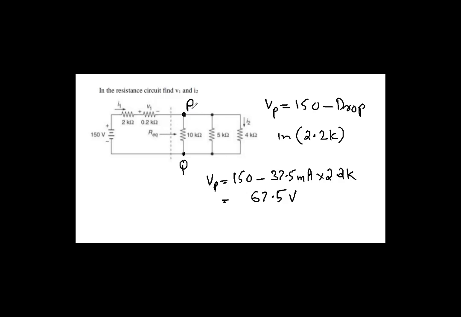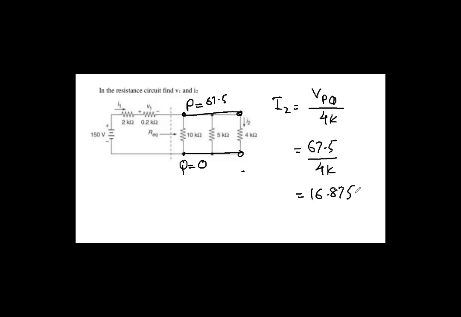Because we know P has a potential of 67.5 and Q is connected to the negative, which we can take as 0. So the potential difference between P and Q will be 67.5 volt.